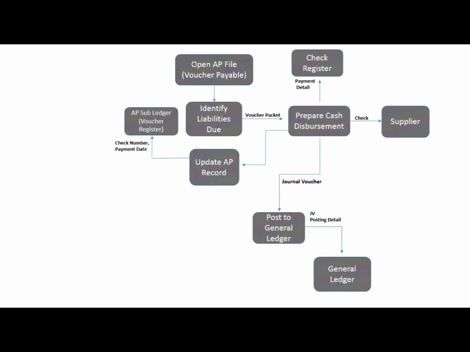Finally, the cash disbursement clerk summarizes the entries made to the check register and sends a journal voucher with the following journal entry to the General Ledger Department.